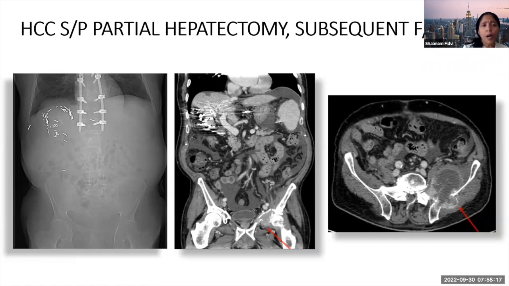And this is a follow-up on the same patient. Again, you see the post-surgical material within the right upper quadrant from his prior partial hepatectomy. In his case, he underwent surgical decompression for the pathologic fracture and cord compression at the level of the lower thoracic spine. And subsequent CT actually shows that he has progression of disease, and in this case, a pretty large expansile bony metastasis involving the left iliac wing with extension into the adjacent musculature.